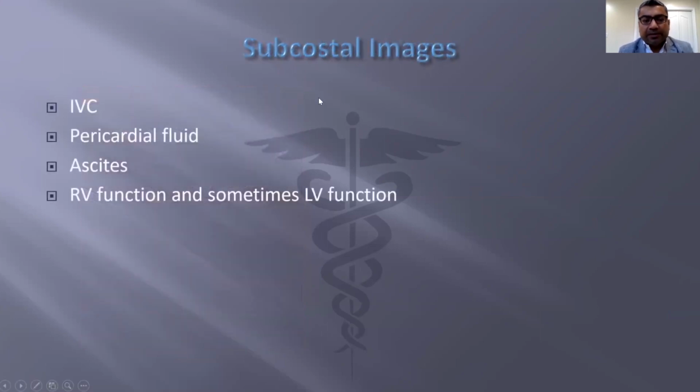And then the subcostal images are the main for most of the shock states, which helps us a lot. One of them is IVC, or inferior vena cava. Second thing is pericardial fluid. You may see the RV function and sometimes LV function if you get good images in the subcostal area. And I think if you practice on more patients, you may get better at short axis from subcostal.